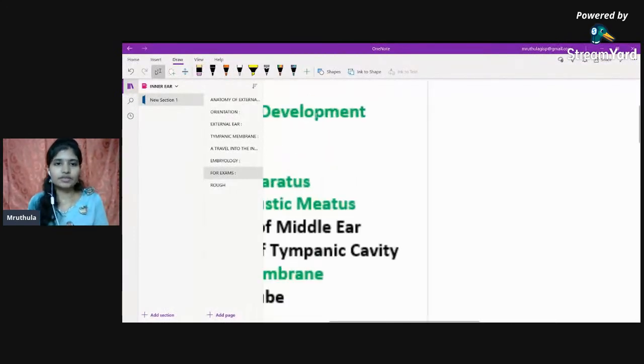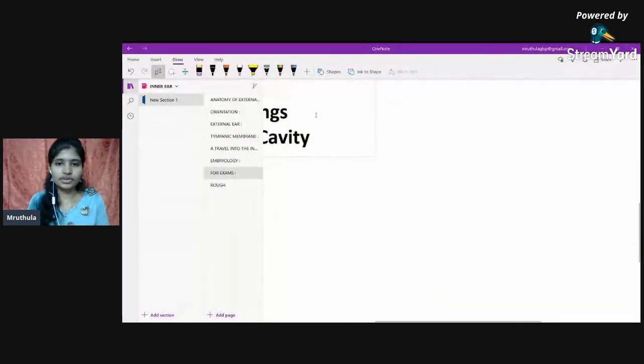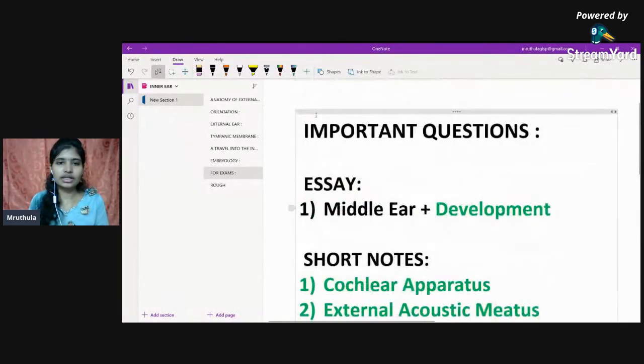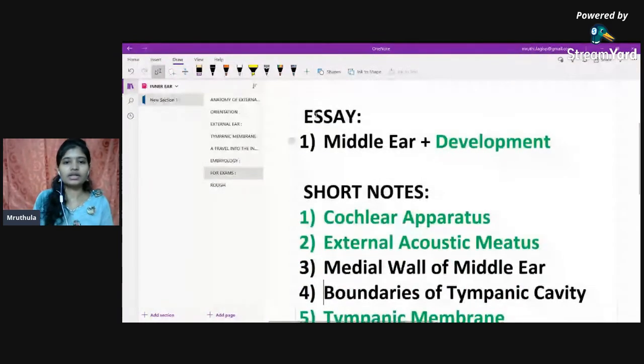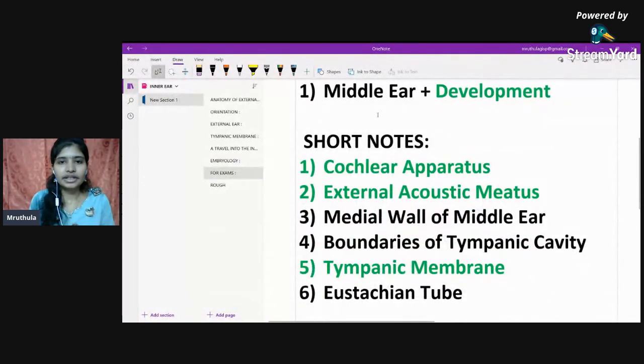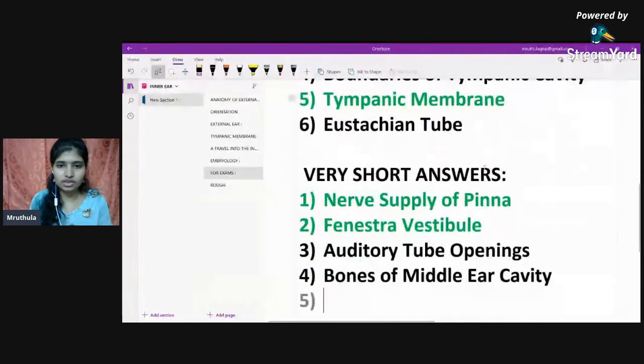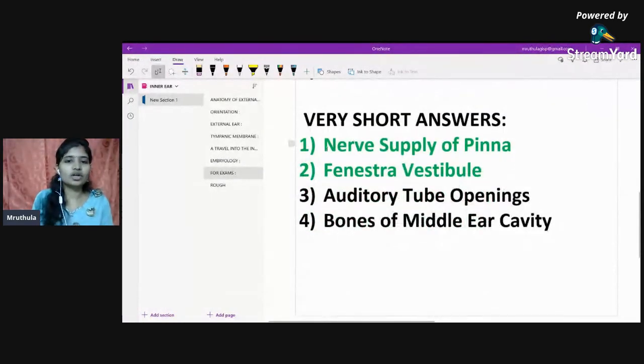So here's a list of important questions in the entire topic of ear. Now we have covered these green highlighted ones. Development will be taken as a separate topic. Right. So middle ear is a 10 mark question. Now we have seen the cochlear apparatus. We have seen the external acoustic meatus and tympanic membrane. These are very important short notes, repeated ones also. And in very short notes, we have fenestra, vestibule, nerve supply of pinna, which are previous year questions.